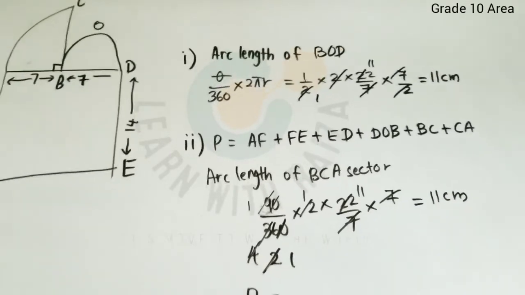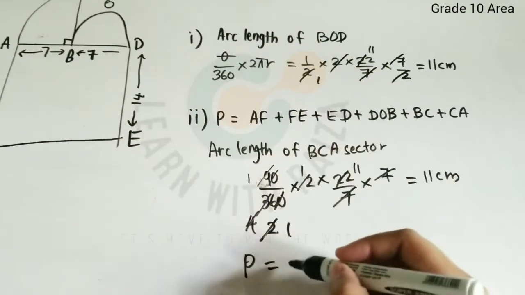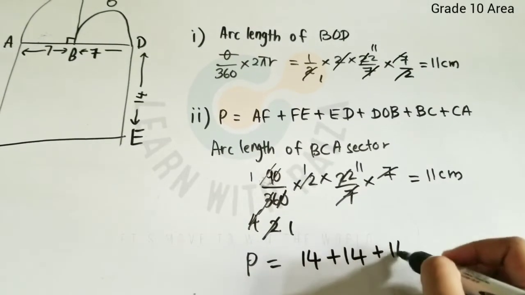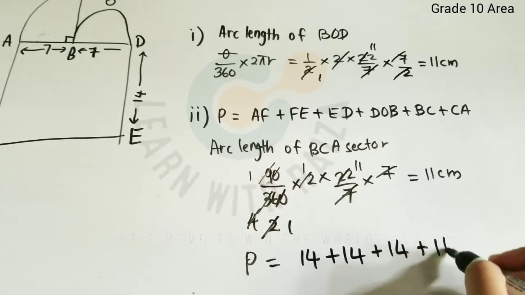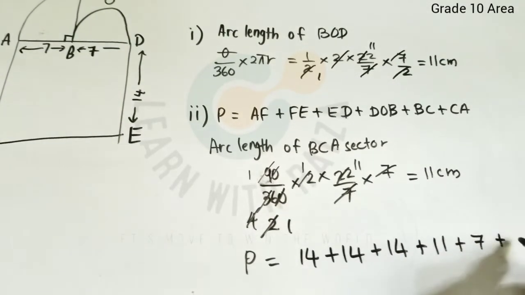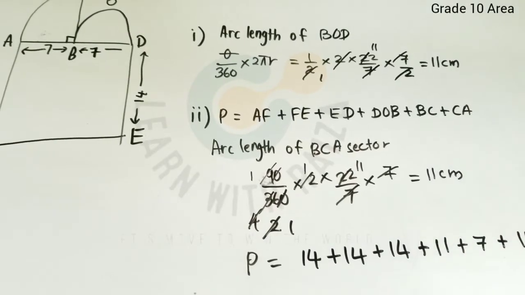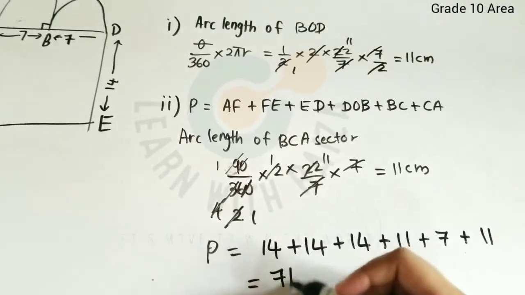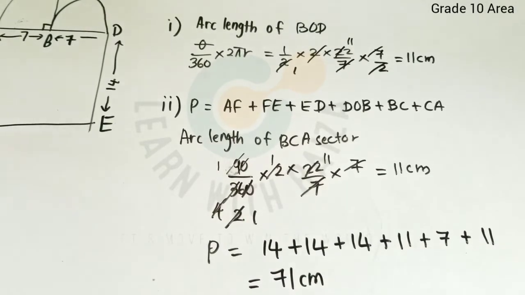So when you're finding the perimeter, you can take AF is equal to 14, FE is 14, ED is 14, DOB we found 11. BC you can take it as 7 because it's a radius, and CA arc length is also again 11. Now you have to add all these values. So you get the final answer 71 centimeter for perimeter.